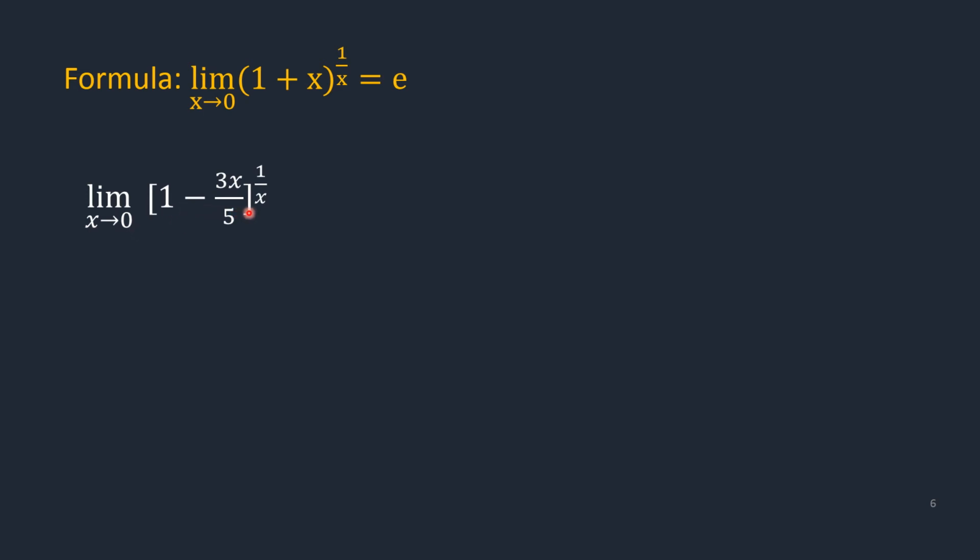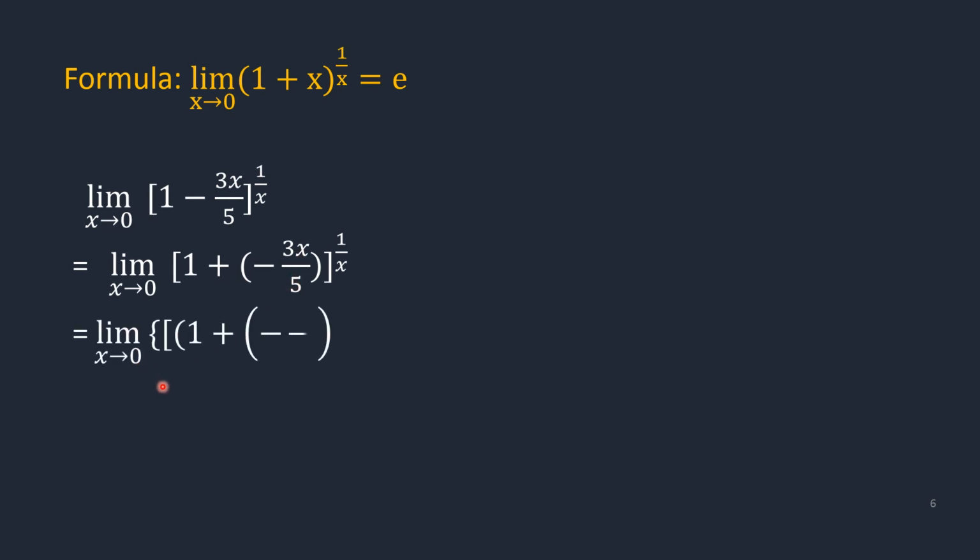First, we will write the terms in the square bracket in the form 1 plus x. So we will write 1 plus minus 3x over 5 square bracket raised to 1 over x. Now, according to this formula, we must raise the square bracket to the power which is reciprocal of this term. So in the next step, we will write here.